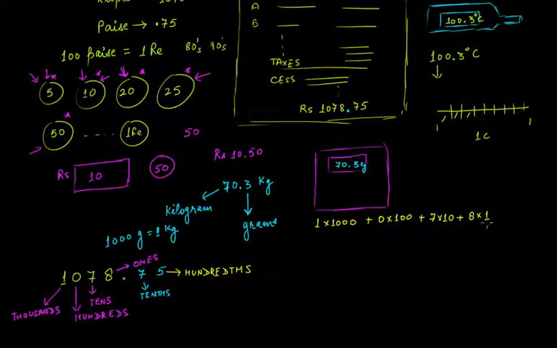This was ones, so this is 1. This is tens, so this is 10. This is hundreds, so this is 100. This is thousands, so this is 1000.